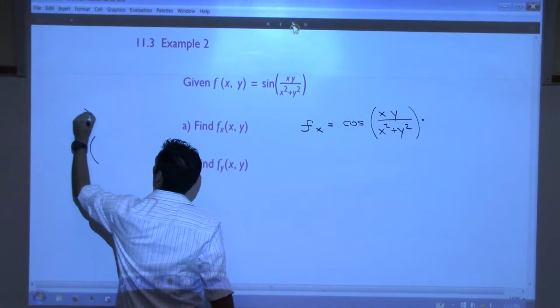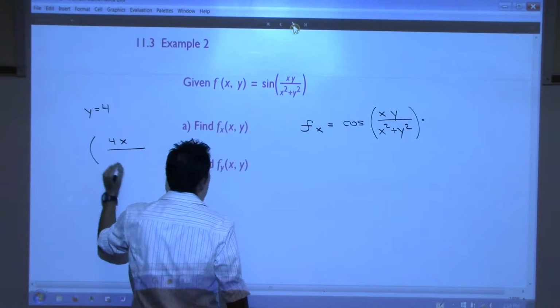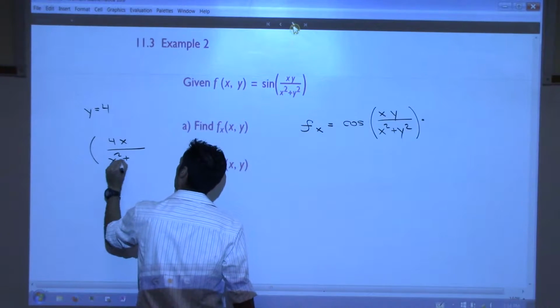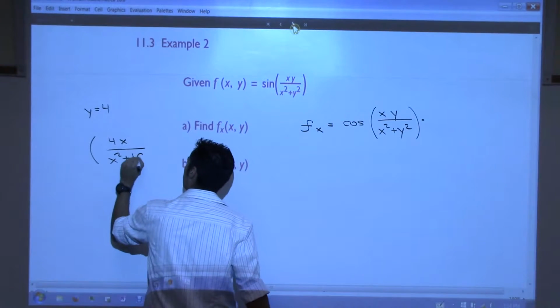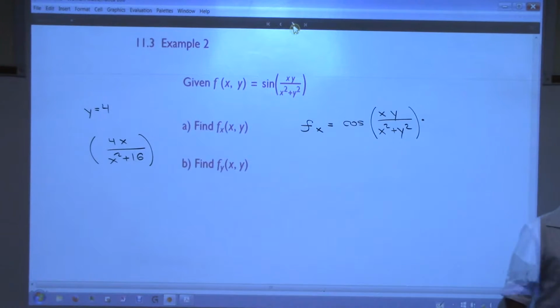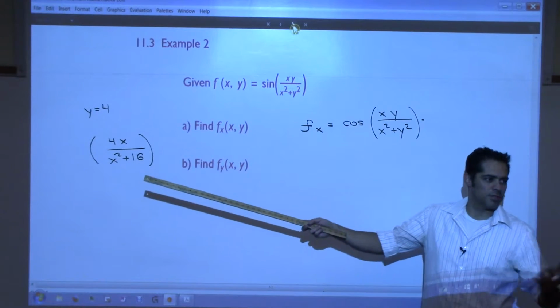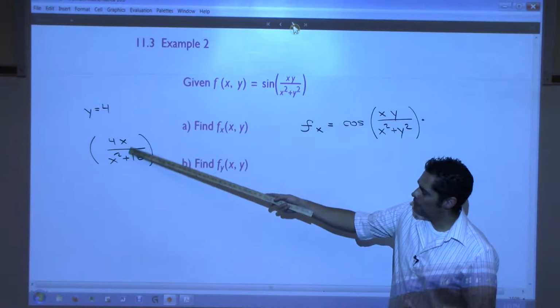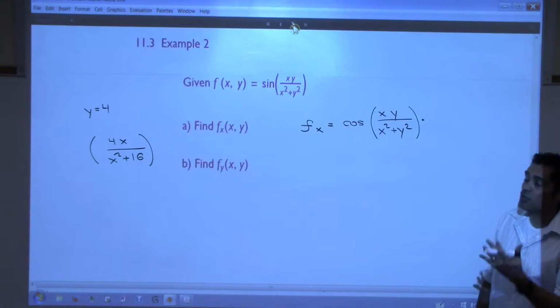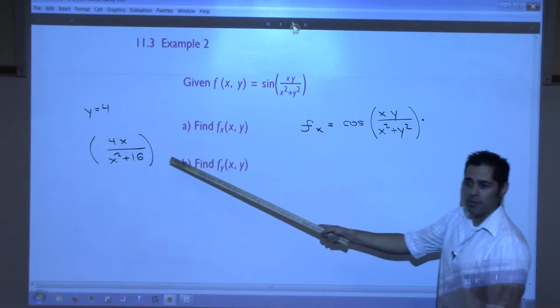I'm going to let y be 4, okay? Just to help me see what this would look like. 4x over x squared plus 4 squared, 16. If you were asked to find the derivative of this, you would probably use the product rule, bringing the bottom up, but I think most people would probably just do quotient rule. Or you can always turn a quotient into a product is what I should say. But I'm going to do quotient rule on this, right?